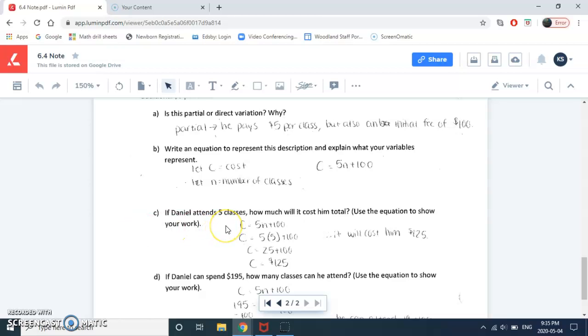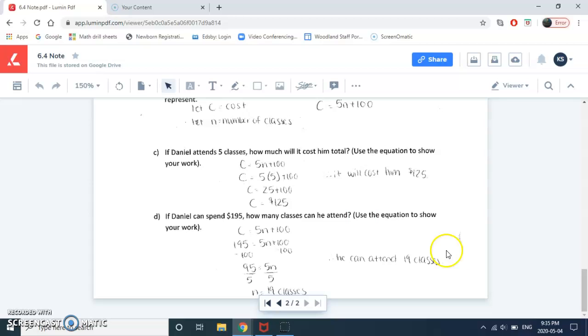If Daniel attends 5 classes, how much will it cost him total? Use the equation to show your work. So again, we have our equation, C equals 5N plus 100. So N, we know that that's the number of classes, and he attends 5 classes. So we have 5 times 5 plus 100. 5 times 5 gives us 25 plus 100. The total cost would be $125. And a sentence to wrap it up. Therefore, it will cost him $125 to attend 5 classes.